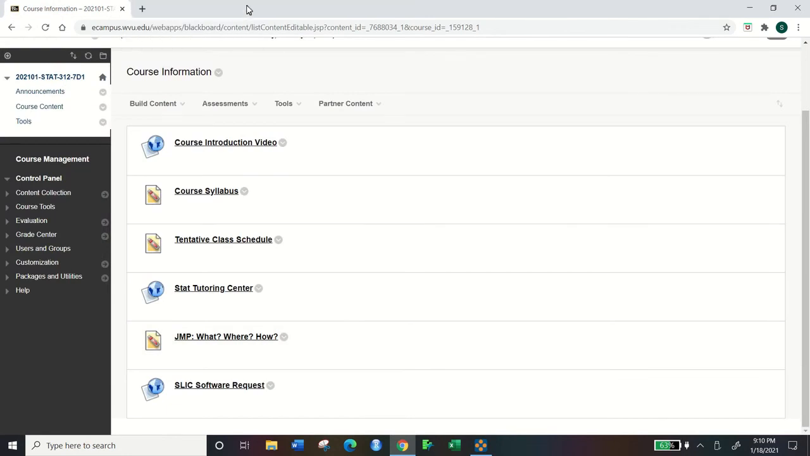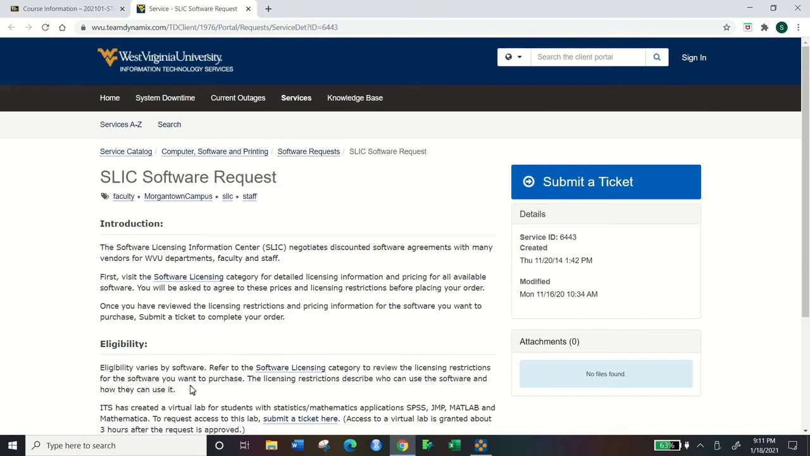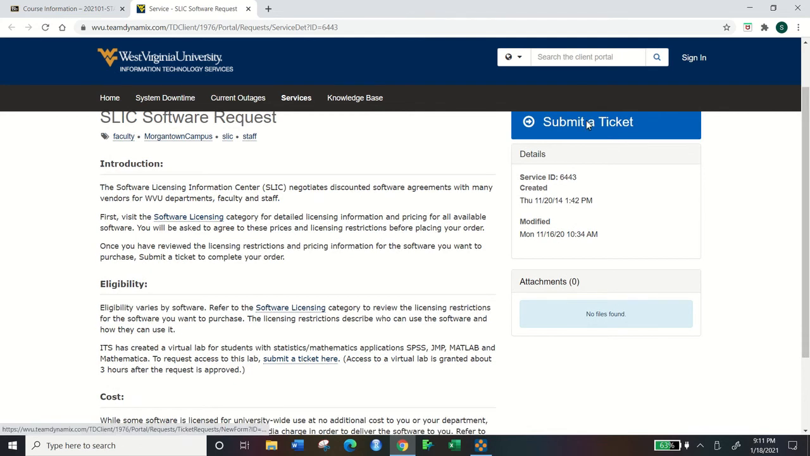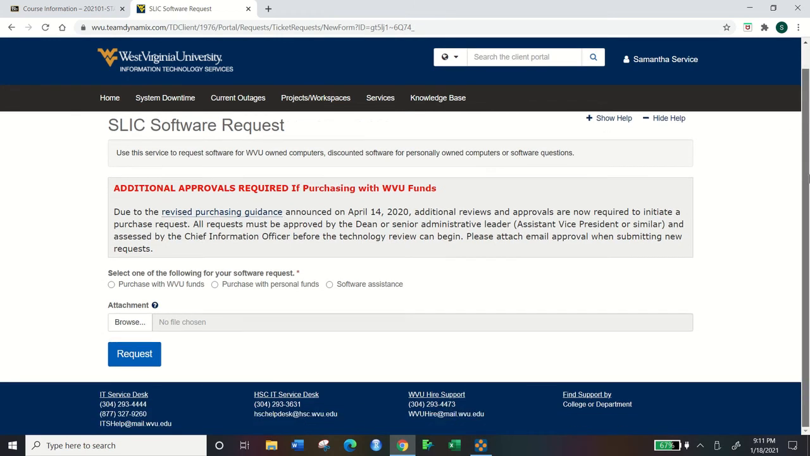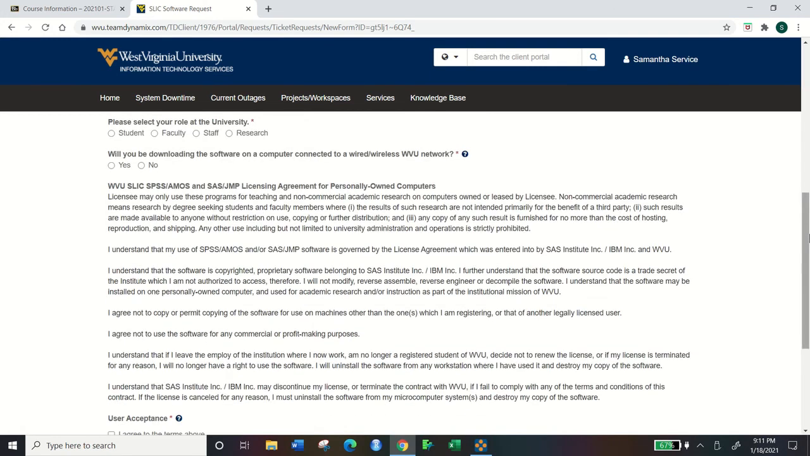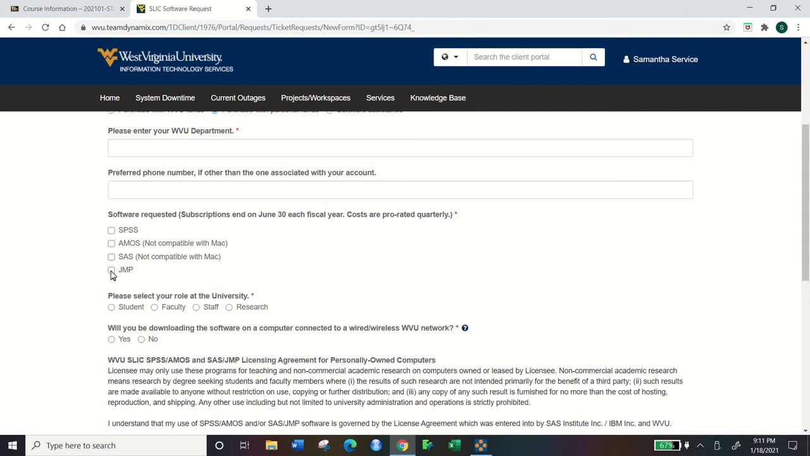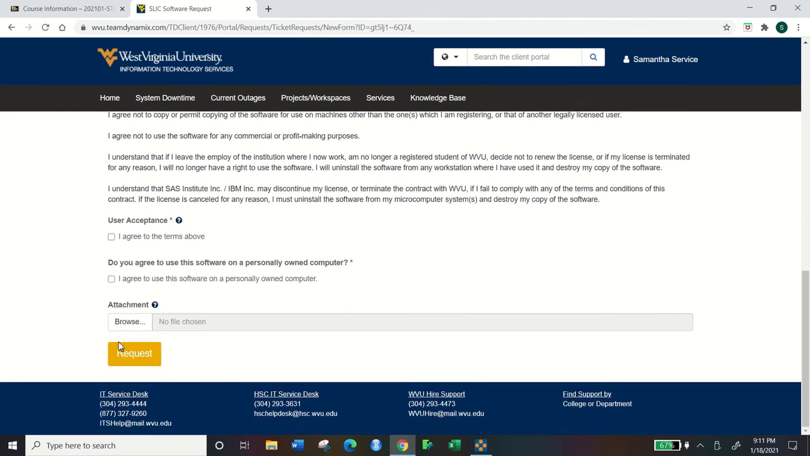If you're curious how to get this installed on your computer exactly, you can go ahead under course information. I have SLIC software request, where you can open up that link to submit a ticket. It would be purchased with personal funds. Enter your WVU department, phone number. You're going to install JMP, you're a student, etc., and you may select request.